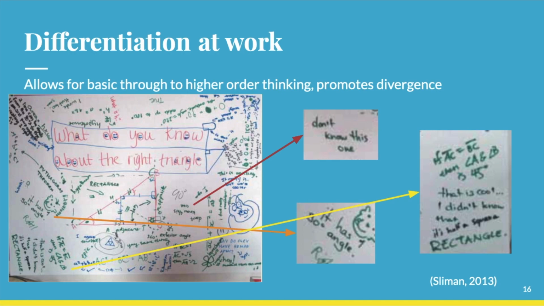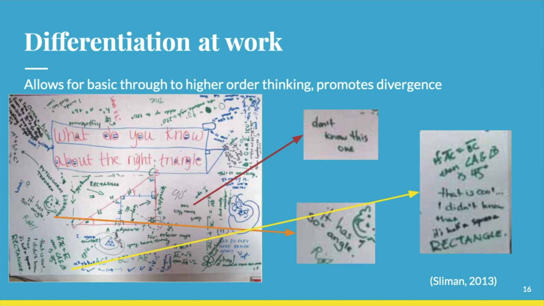Finally, we have a really interesting chain that represents the type of thinking and interaction that this routine is designed to elicit. Someone here has written, if side length AC is the same as side length BC, then angle A and angle B will both be 45 degrees. This already shows some extended knowledge of the topic, but more importantly, underneath somebody has written, that is cool, I didn't know that. So students are already starting to learn from each other through this activity.